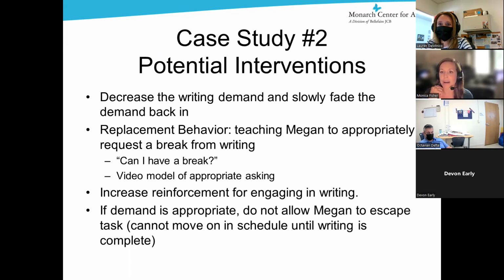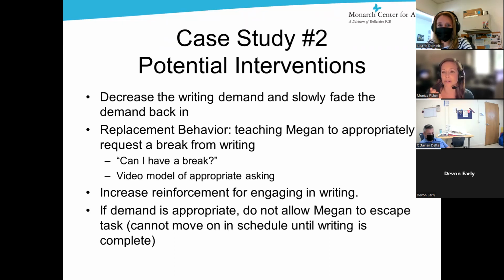We can think about replacement behaviors. So teaching her to appropriately request a break from writing. So like, hey, can I start this in 5 minutes? Can I have a quick break? This is getting very difficult. We can use video models of appropriate asking. We can use visuals to prompt that asking behavior.